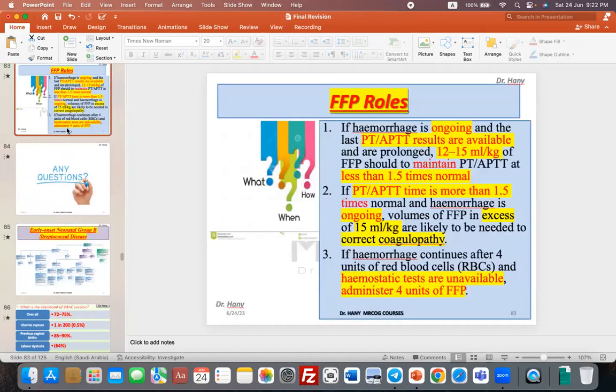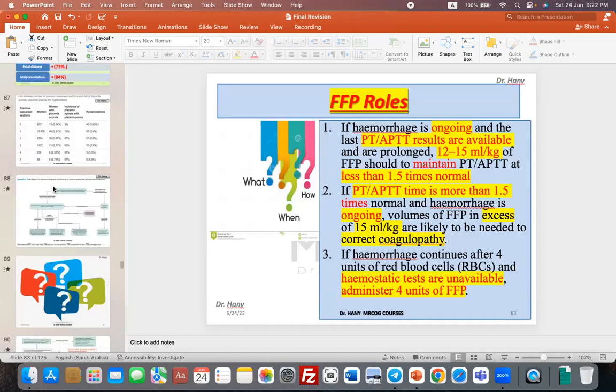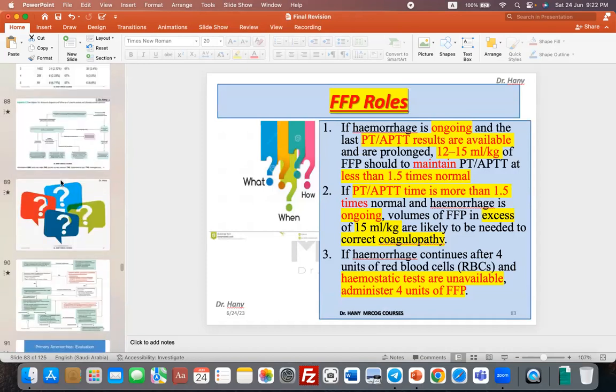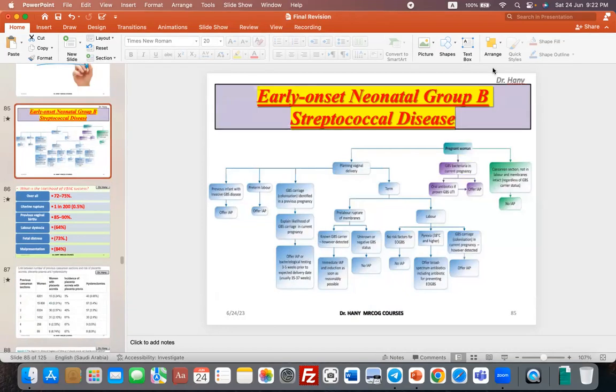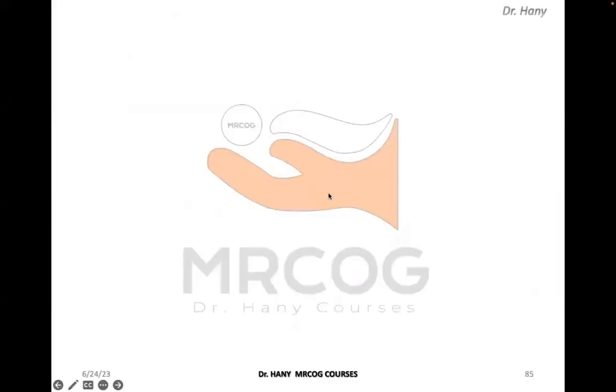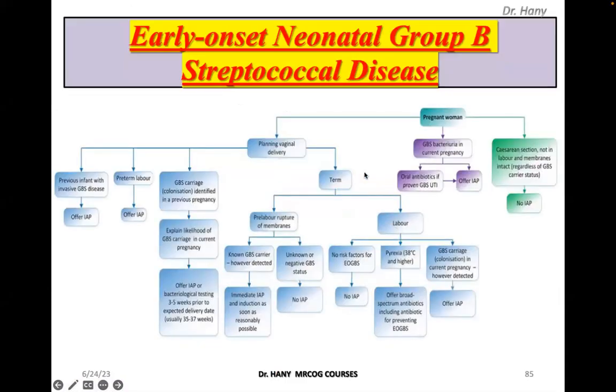This was the last point in the fresh frozen plasma. After that, the GBS, the VBAC. Yeah, still. The GBS, you are better than me actually in the GBS. What will you do if you have a preterm labor? Offer GBS prophylaxis. For sure, any preterm labor, offer intrapartum antibiotic prophylaxis.